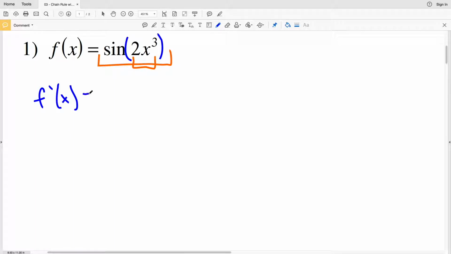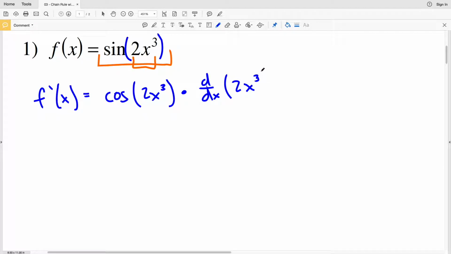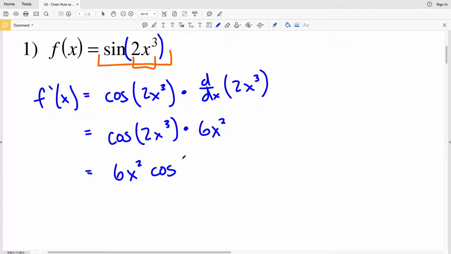So the derivative of f of x is going to be the cosine of 2x cubed times the derivative of that inside function, 2x cubed. The derivative of 2x cubed is going to be 3 times 2, which is 6, so that's 6x to the 3 minus 1, 6x squared. So our derivative in number 1 is 6x squared times the cosine of 2x cubed.